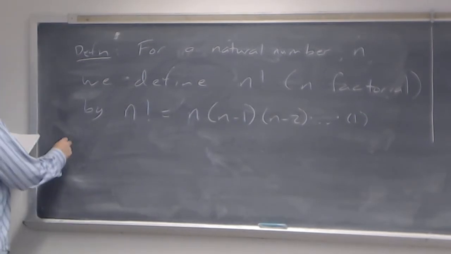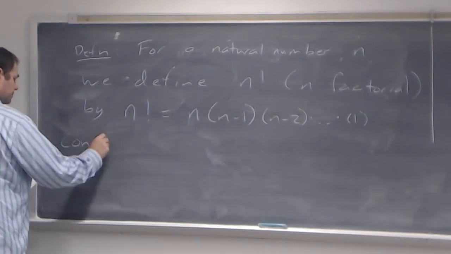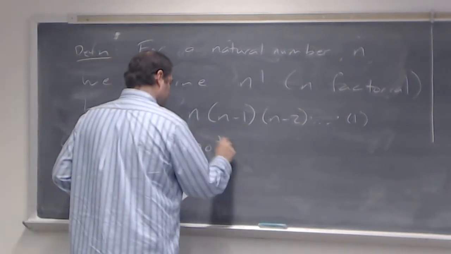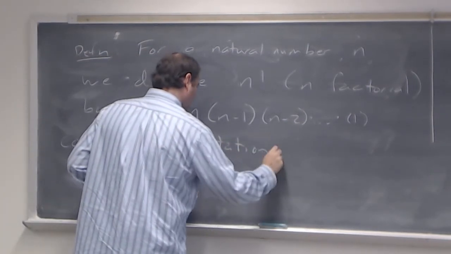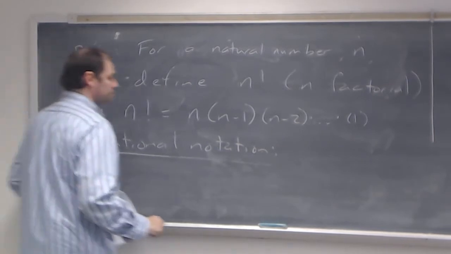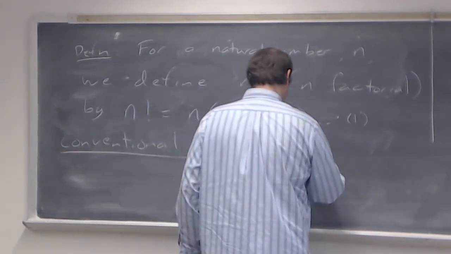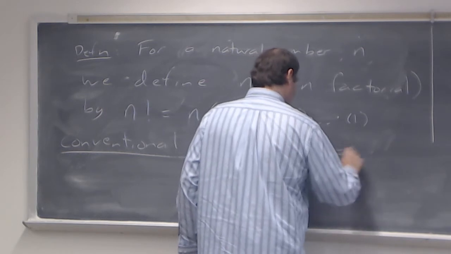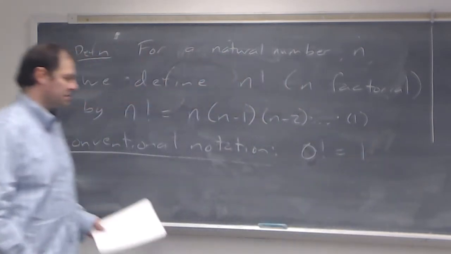And then it's just a conventional notation so that certain formulas work out. We define 0 factorial to be equal to 1. Okay? So that's what we're going to say.